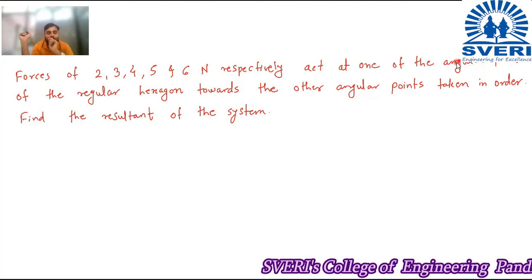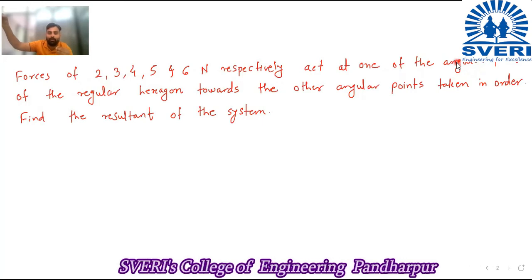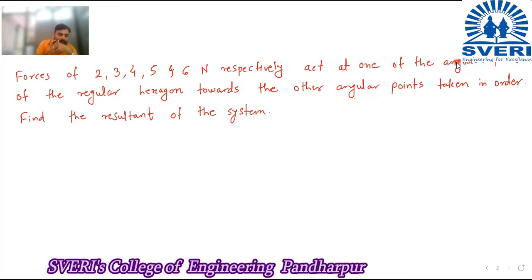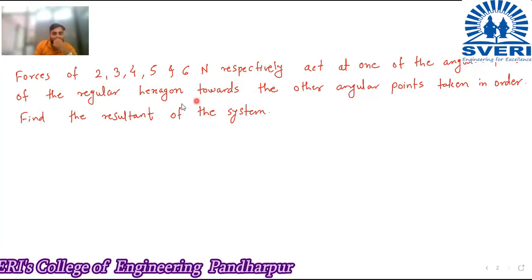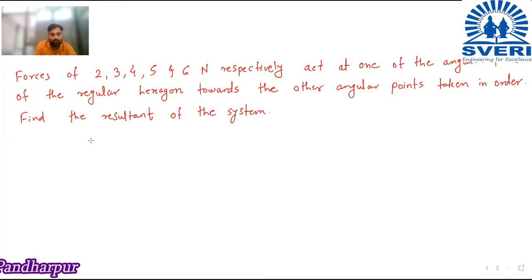Towards the other angular point. So from one angular point, they are acting towards the other angular point. Taken in order. Find the resultant of the system. So regular hexagon they have said. So first we will draw the hexagon. So here I will draw the hexagon first.